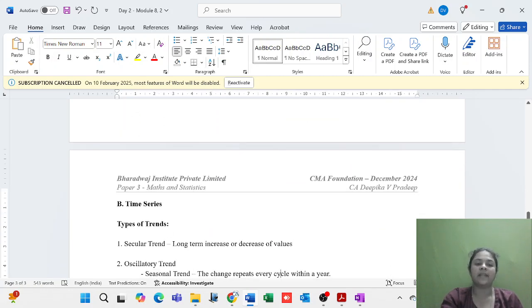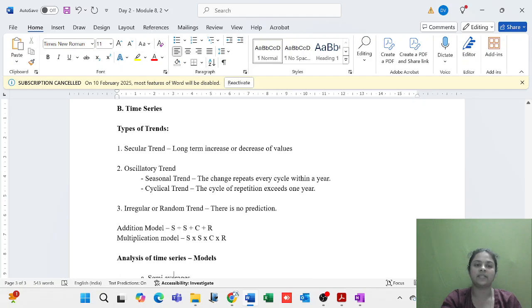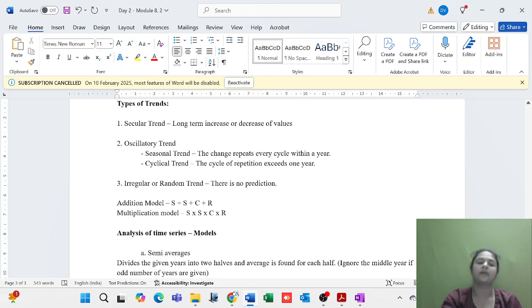Now moving on to the last part, which is time series. In time series, please remember, practical questions will be of two types. One is calculate moving averages, calculate semi averages. We will come to that. But in theory, they can ask you about the types of trend.